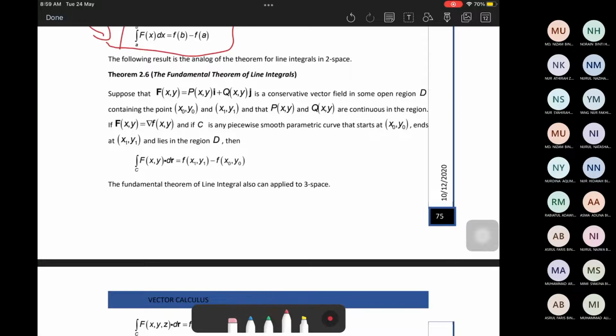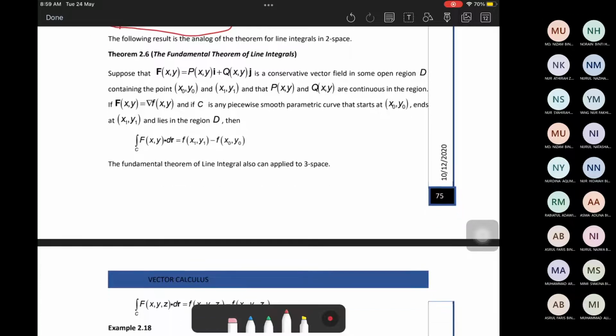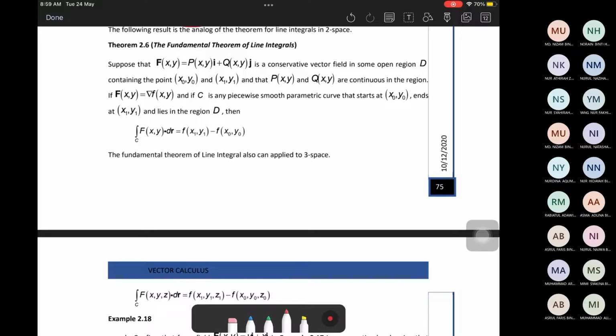Suppose that F(x,y) equal to P(x,y) i plus Q(x,y) j is a conservative vector field in some open region D containing the point (x0, y0) and (x1, y1) and that P(x,y) and Q(x,y) are continuous in the region. Okay. If F(x,y) equal to gradient of f(x,y) and C is any piecewise smooth parametric curve that starts at (x0, y0) and ends at (x1, y1) and lies in the region D, then the line integral F dot dr equal to f(x1, y1) minus f(x0, y0).